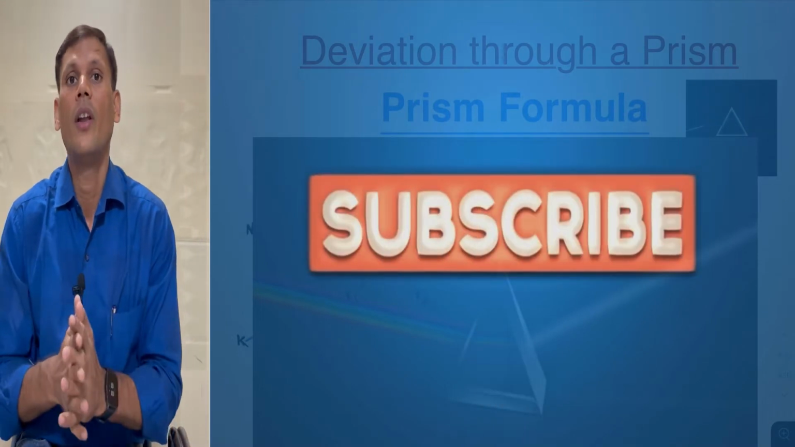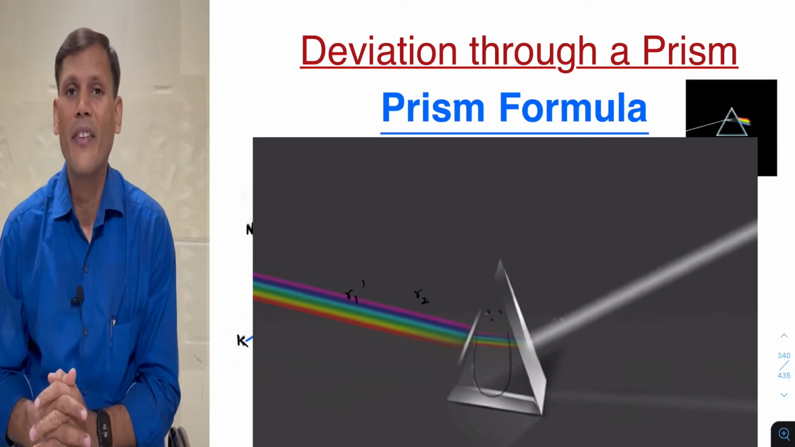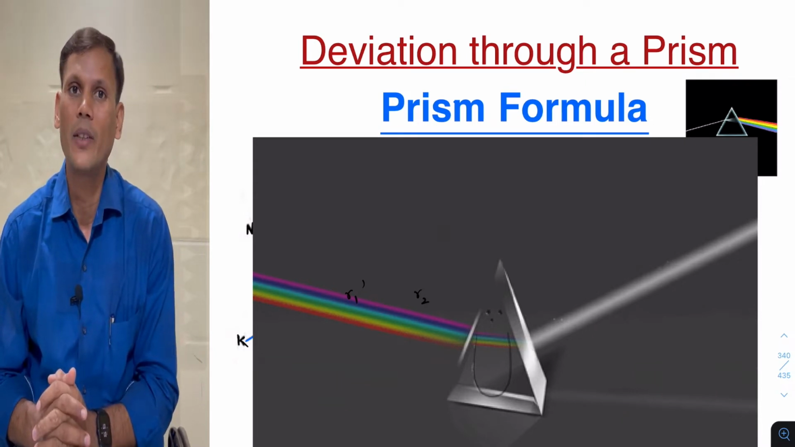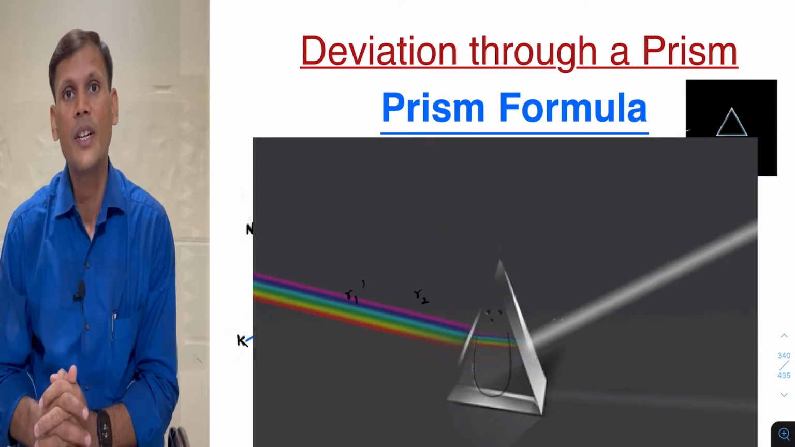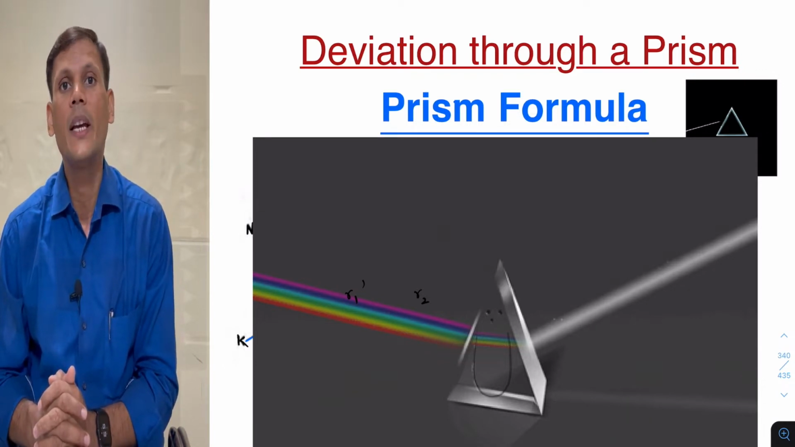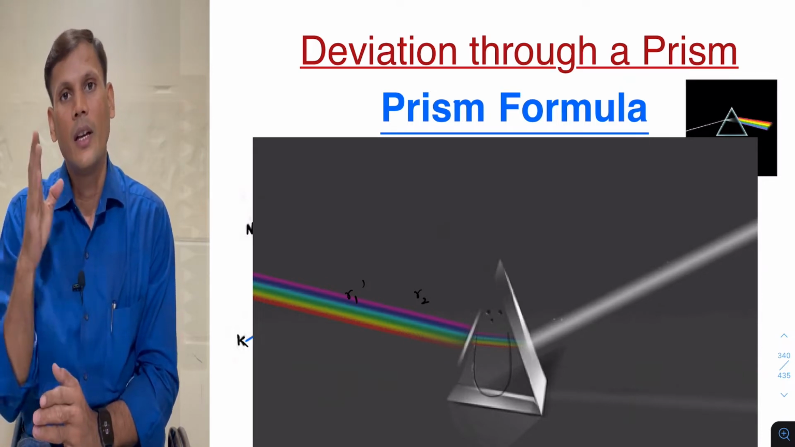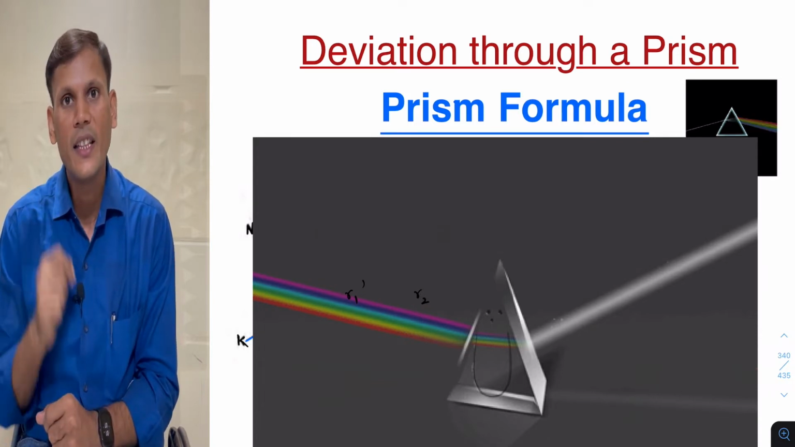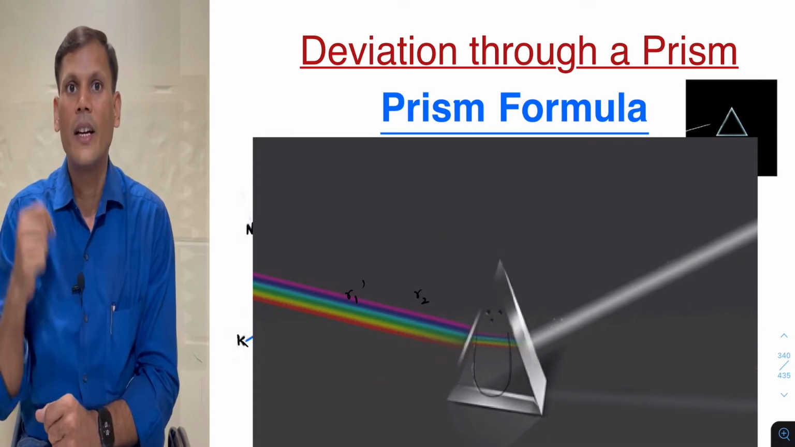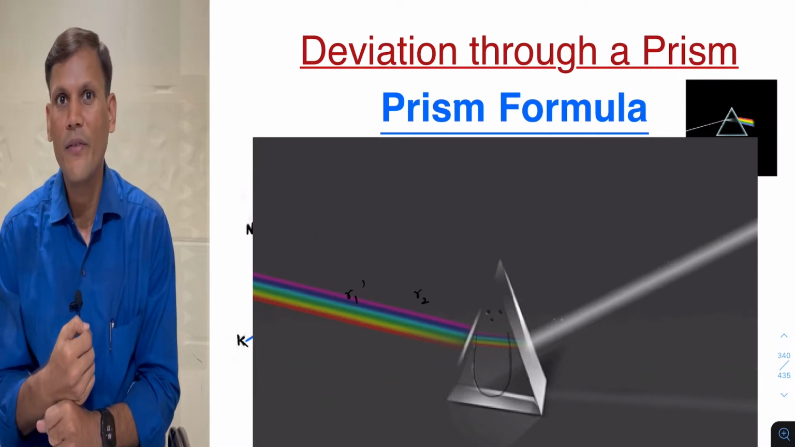So first of all, what is the meaning of deviation? If a ray of light is changing its path while it is passing from one medium to another medium, that is said to be refraction, and through the refraction deviation takes place, that we have to study. And in this video, we will learn about the prism formula.